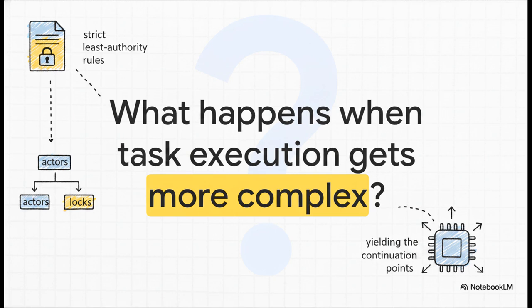So we've covered the macro philosophy, the simple files, the strict least authority rules, and the bare basics of actors. But what happens when your task execution needs get significantly more complex? What happens when you suddenly need semantic locks? Or when tasks need to yield the CPU at specific continuation points just to keep the whole system responsive? Well, that is exactly what we're going to explore in part 2 of this series.